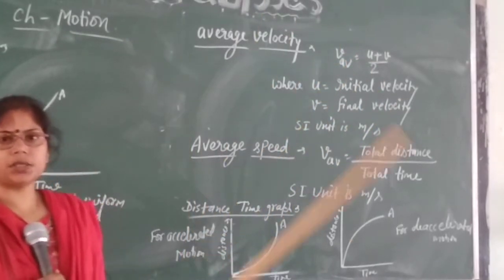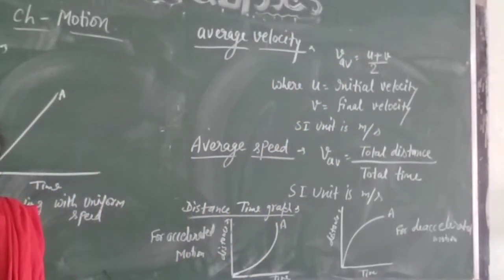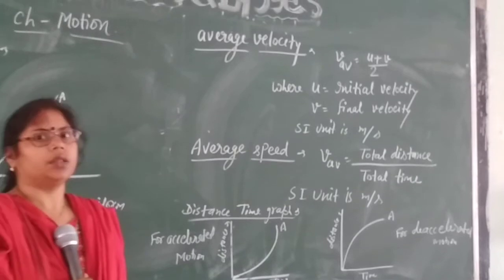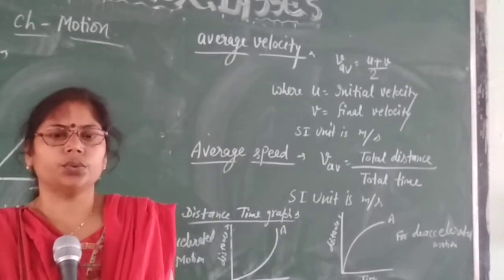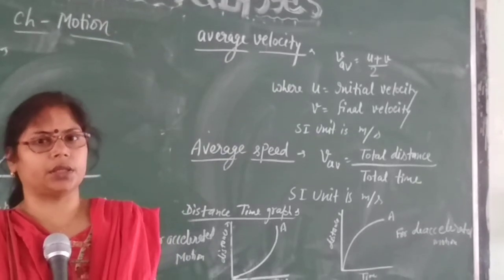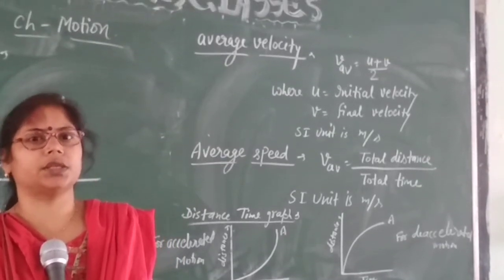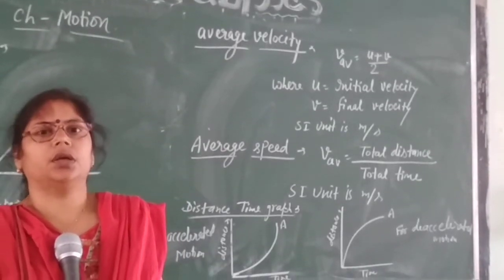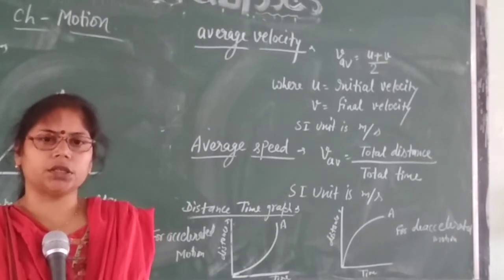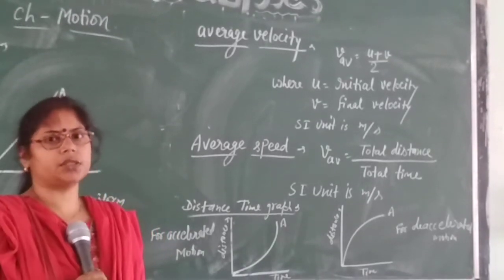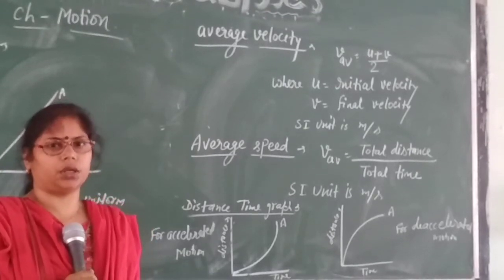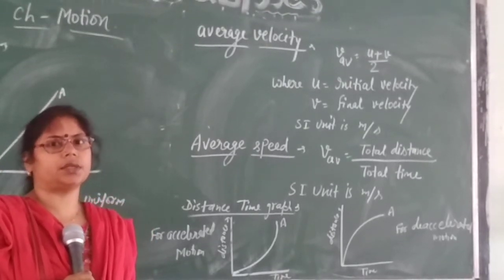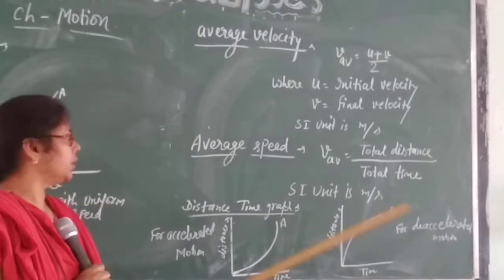Now the next topic is average speed. What is average speed? The total distance covered by the body to the total time taken by the body is known as average speed. Or we can say that the ratio of total distance covered by the body to the total time taken by the body is defined as average speed.